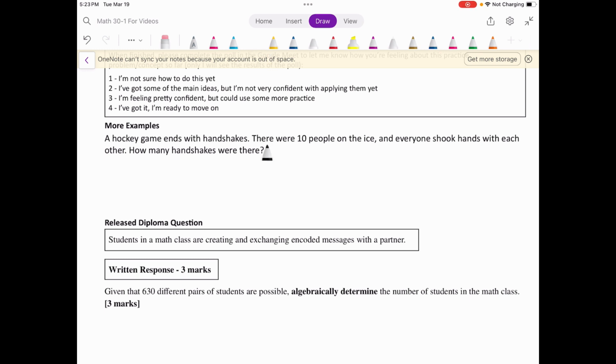But if we think about it, what is a handshake? It's really just choosing 2 people out of 10, right? You choose the 2 people, make them shake hands. And we can see the order doesn't matter here, because if I say person A shakes hands with person B, it's the same handshake as if I say person B shakes hands with person A. So the order doesn't really matter. A handshake is just a combination of 2 people.